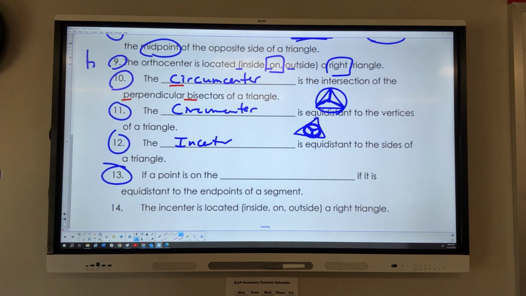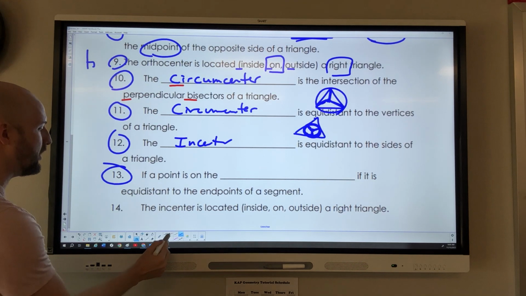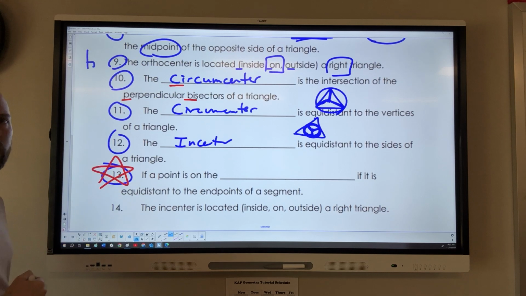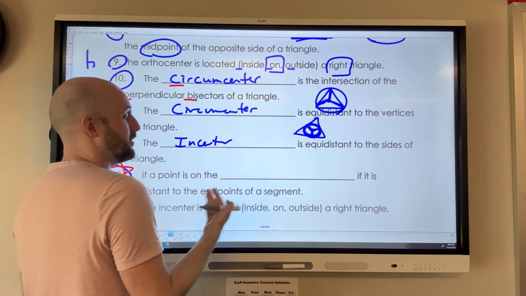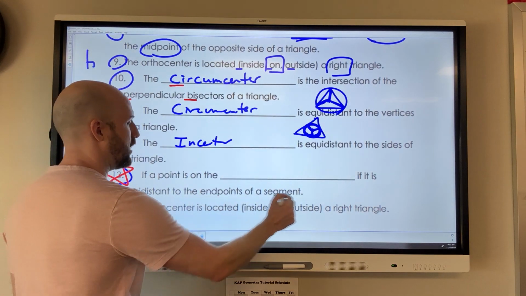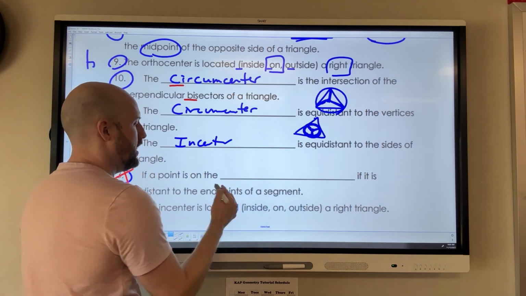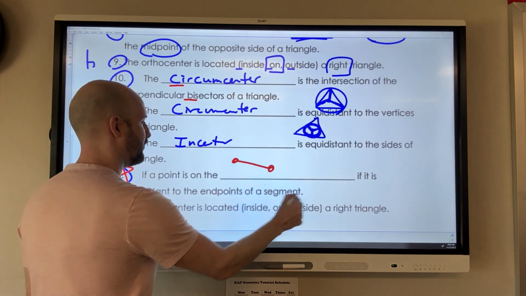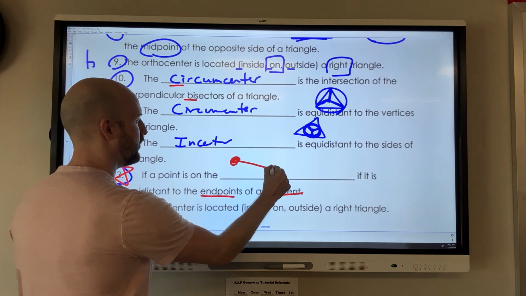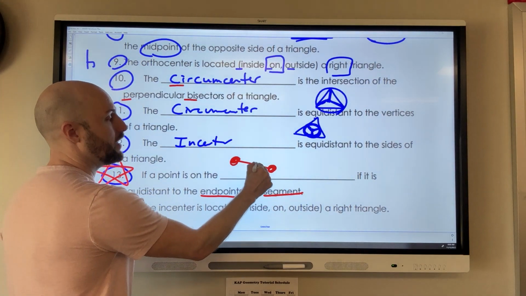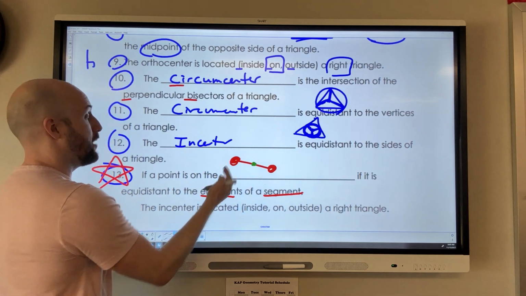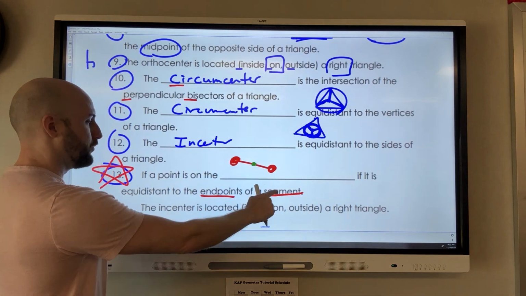13 says if a point is on the blank, it is equal to the endpoints of a segment. So if I was to pick one that's worded weird, it's this one. I don't know that I care a whole lot about this, but the point is on which of the special segments if it is equal distance to the endpoints of a segment. So I'll draw what I mean. Here's a random segment, here are the endpoints of that segment. If I'm a point that's not on here, because if I'm on here, I would be called the midpoint. I'm a midpoint if I'm equal distance to the endpoints of a segment.